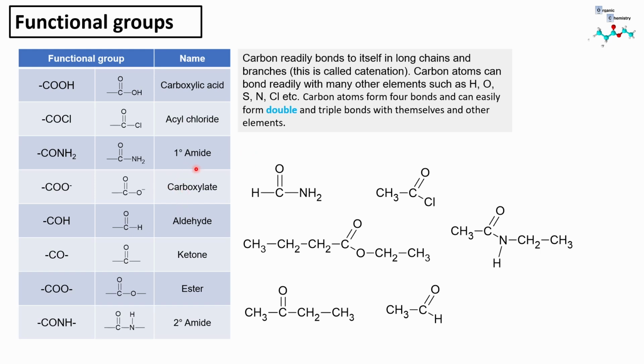The next type of functional group, which may be new to you, is called an acyl chloride. Now the shorthand way of writing this is COCl. It has a carbon double bond O and then connected to a chlorine group.